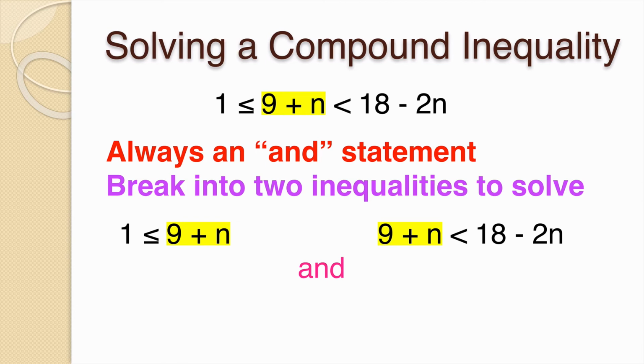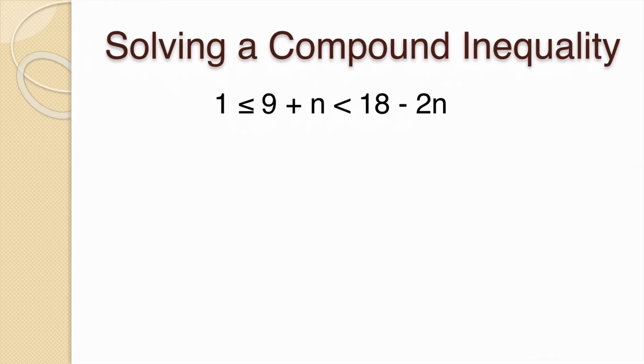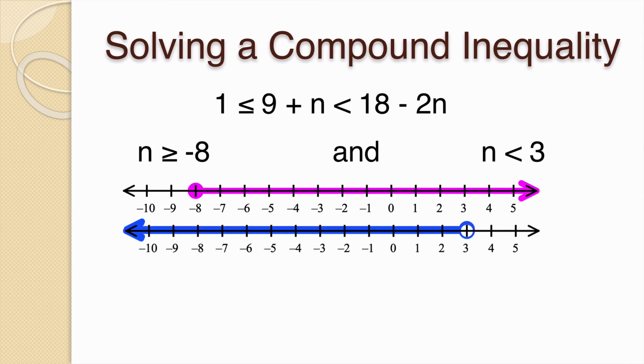So now again, I solve both of those inequalities like we've been doing. I'm going to subtract a 9 from both sides. And I'm going to rewrite the inequality so that the variable comes first because it's easier to graph. Solving on the other side. So now I'm ready to graph it. Let's just do a little recap on that. So originally I had 1 is less than or equal to 9 plus n is less than 18 minus 2n. When I solved it, I got two inequalities, n greater than or equal to negative 8 and n less than 3. So I start by graphing n greater than or equal to negative 8. I'm going to graph n less than 3.